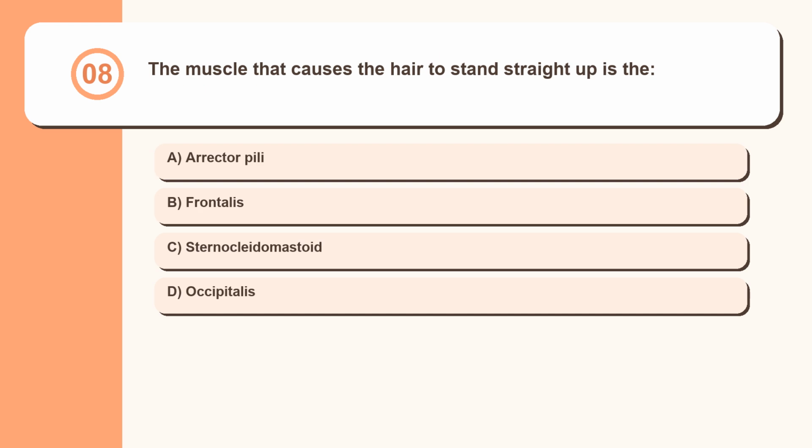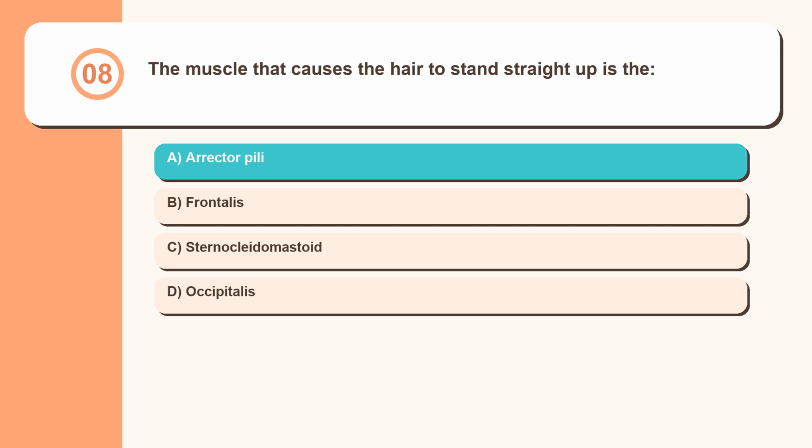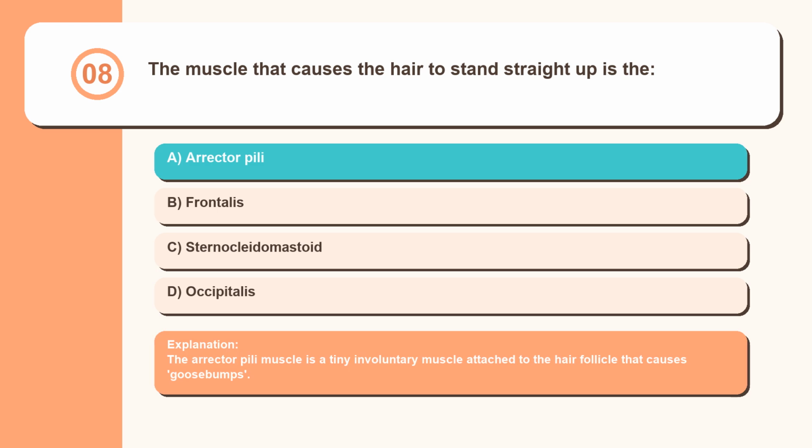Question 8. The muscle that causes the hair to stand straight up is the erector pili, frontalis, sternocleidomastoid, occipitalis. The erector pili muscle is a tiny involuntary muscle attached to the hair follicle that causes goosebumps.